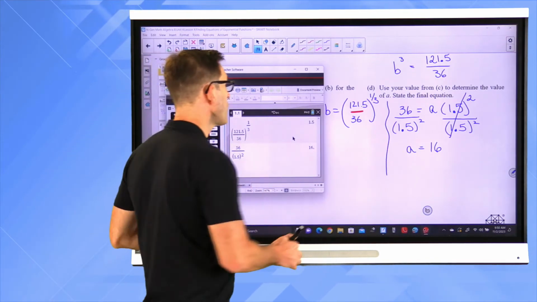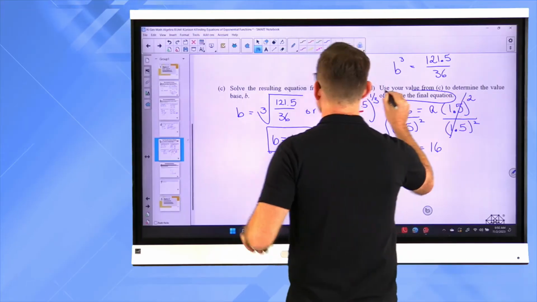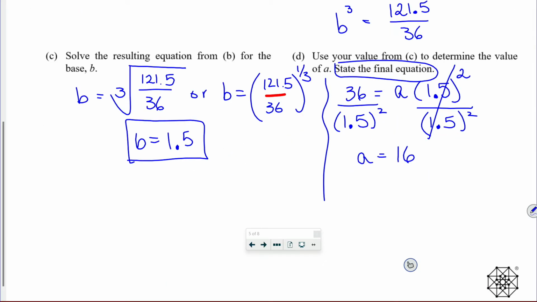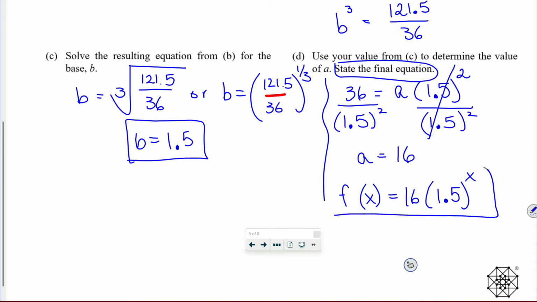And now I've got my final equation. State my final equation. Let's do it. Full screen. I now know f of x is equal to 16 times 1.5 raised to the x. And that is it.